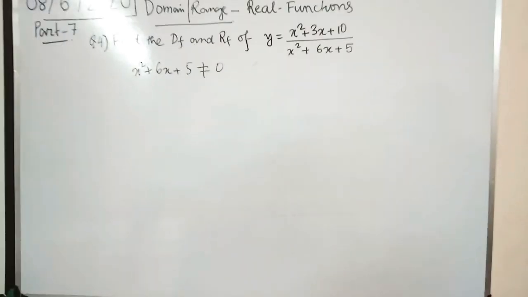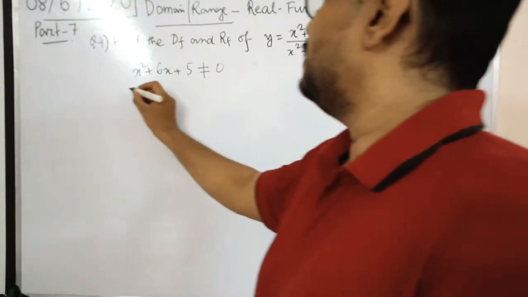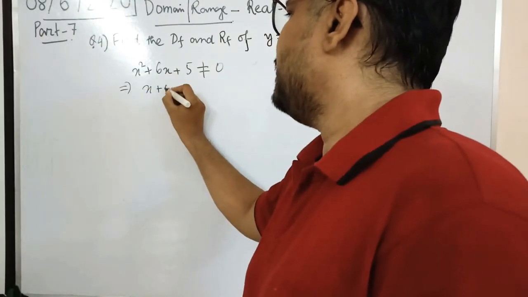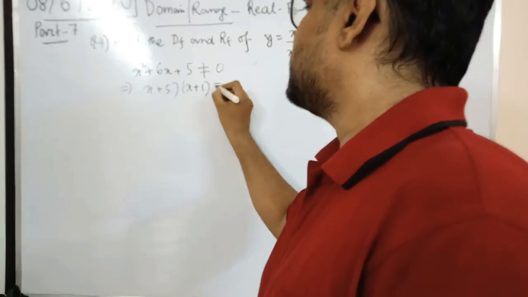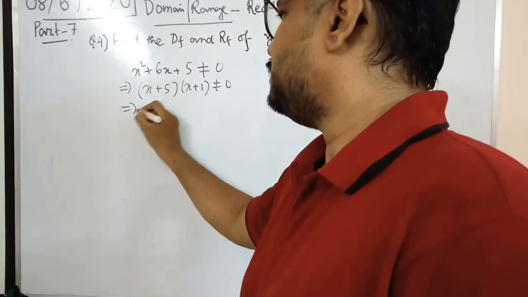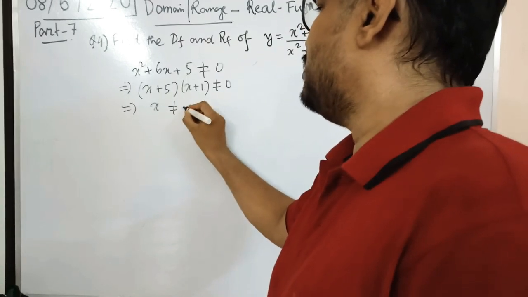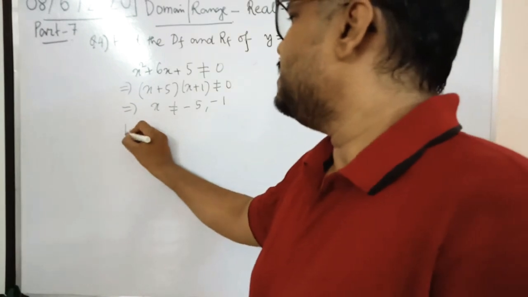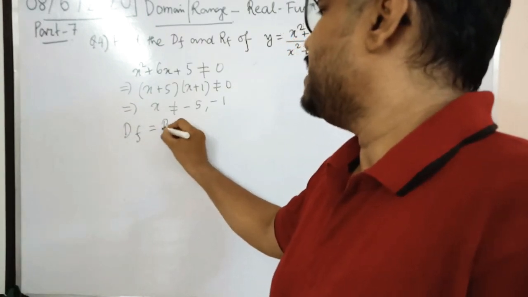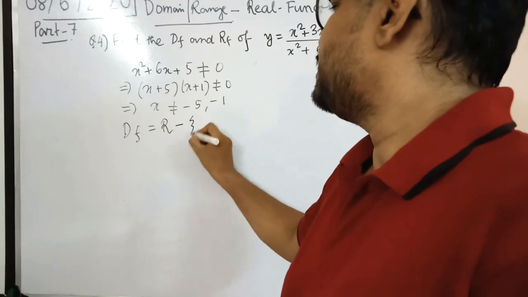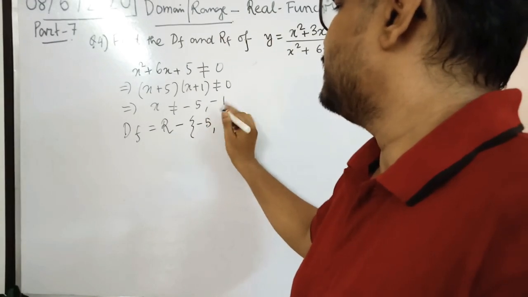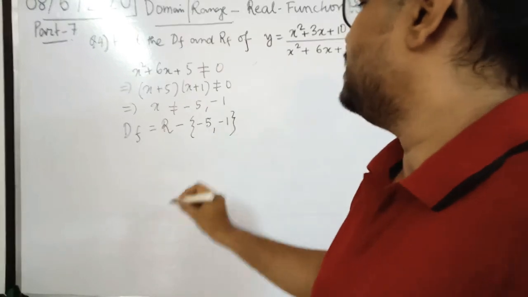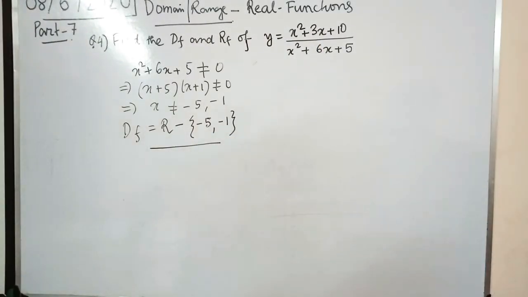Okay, that means if it is 0, then what happens? Y gets undefined. So when you factorize this, you get x plus 5 into x plus 1, which is not equal to 0. That means x is not equal to minus 5 and minus 1. That means x actually takes up all the values except minus 5 and minus 1. That means the domain of this will be all real values except minus 5 and minus 1. So these two values are omitted for the x, that means the domain.